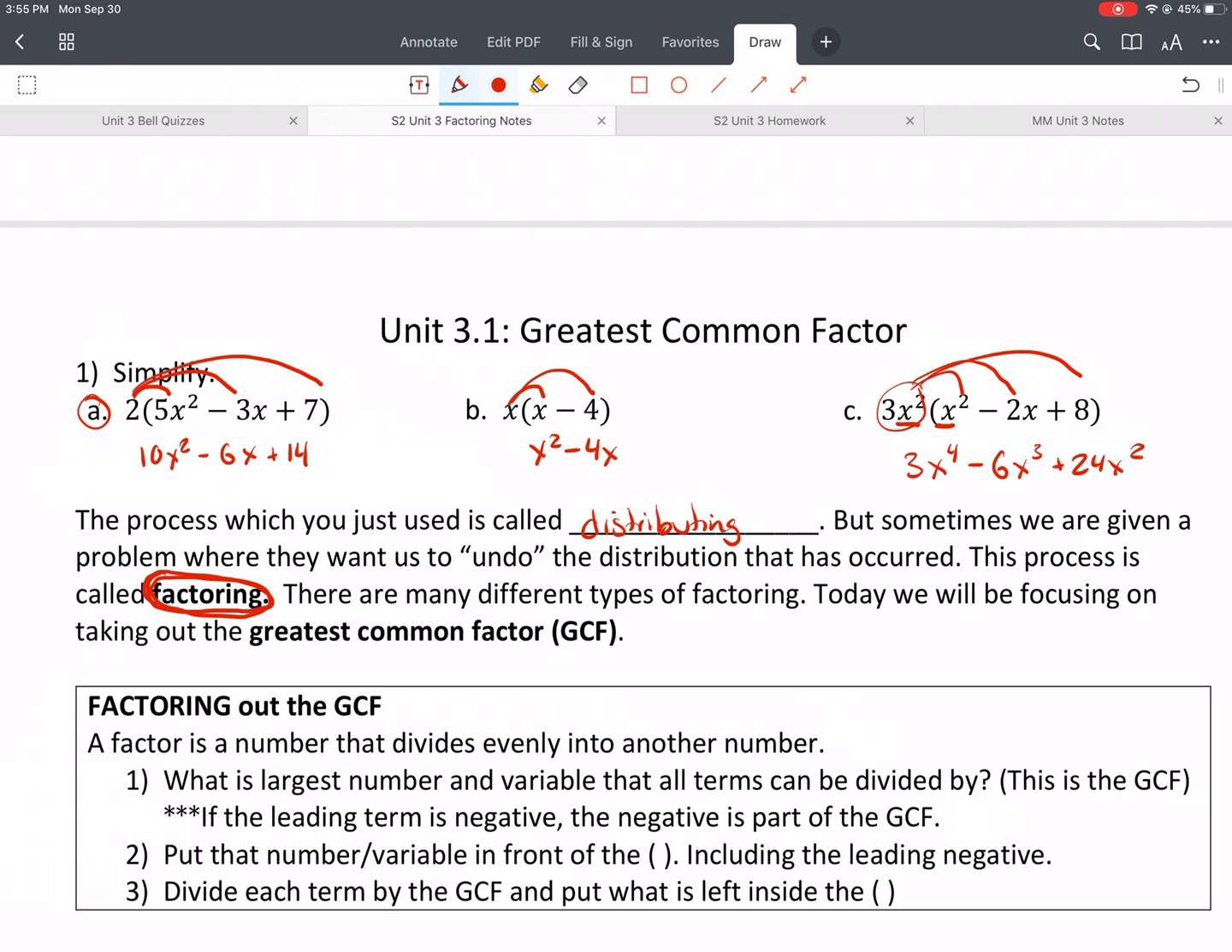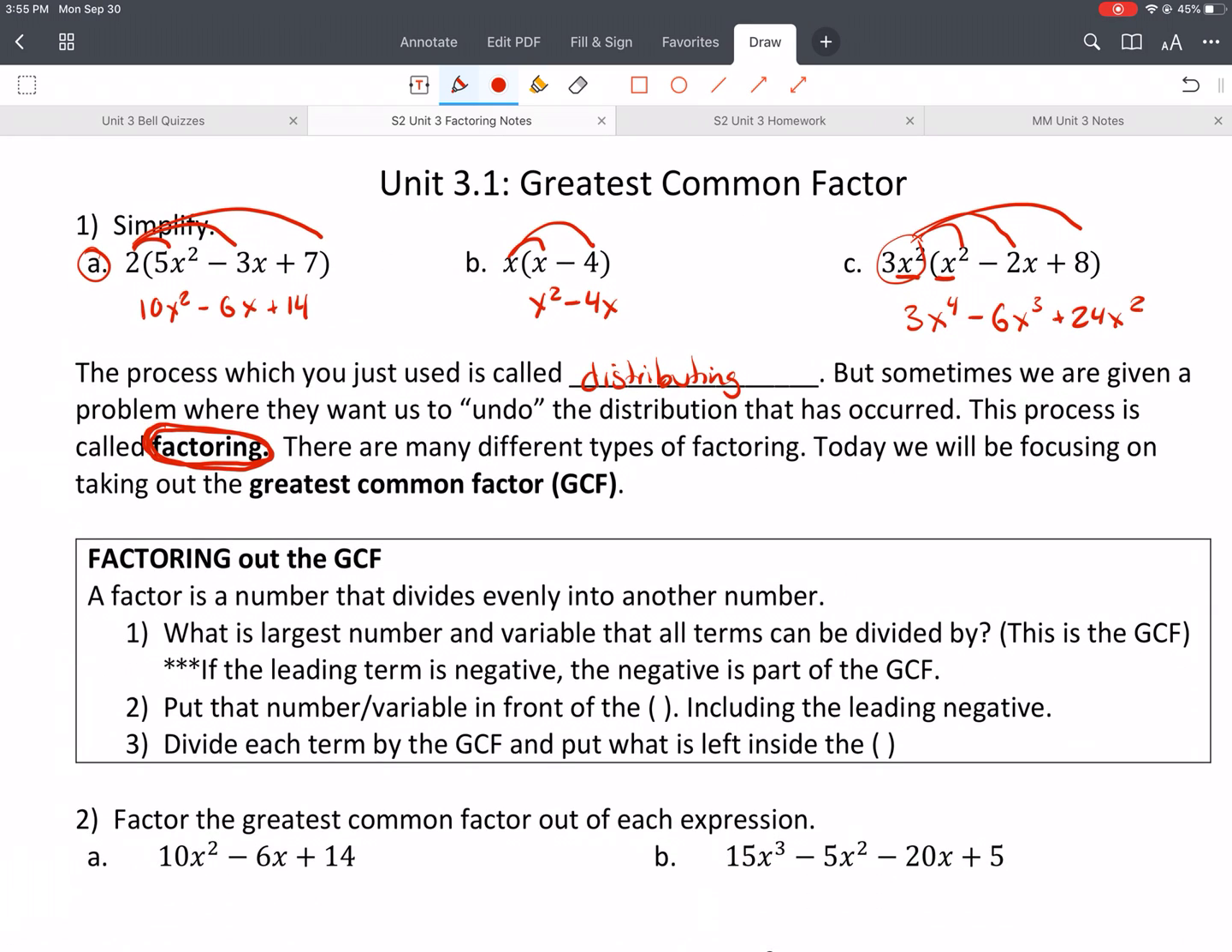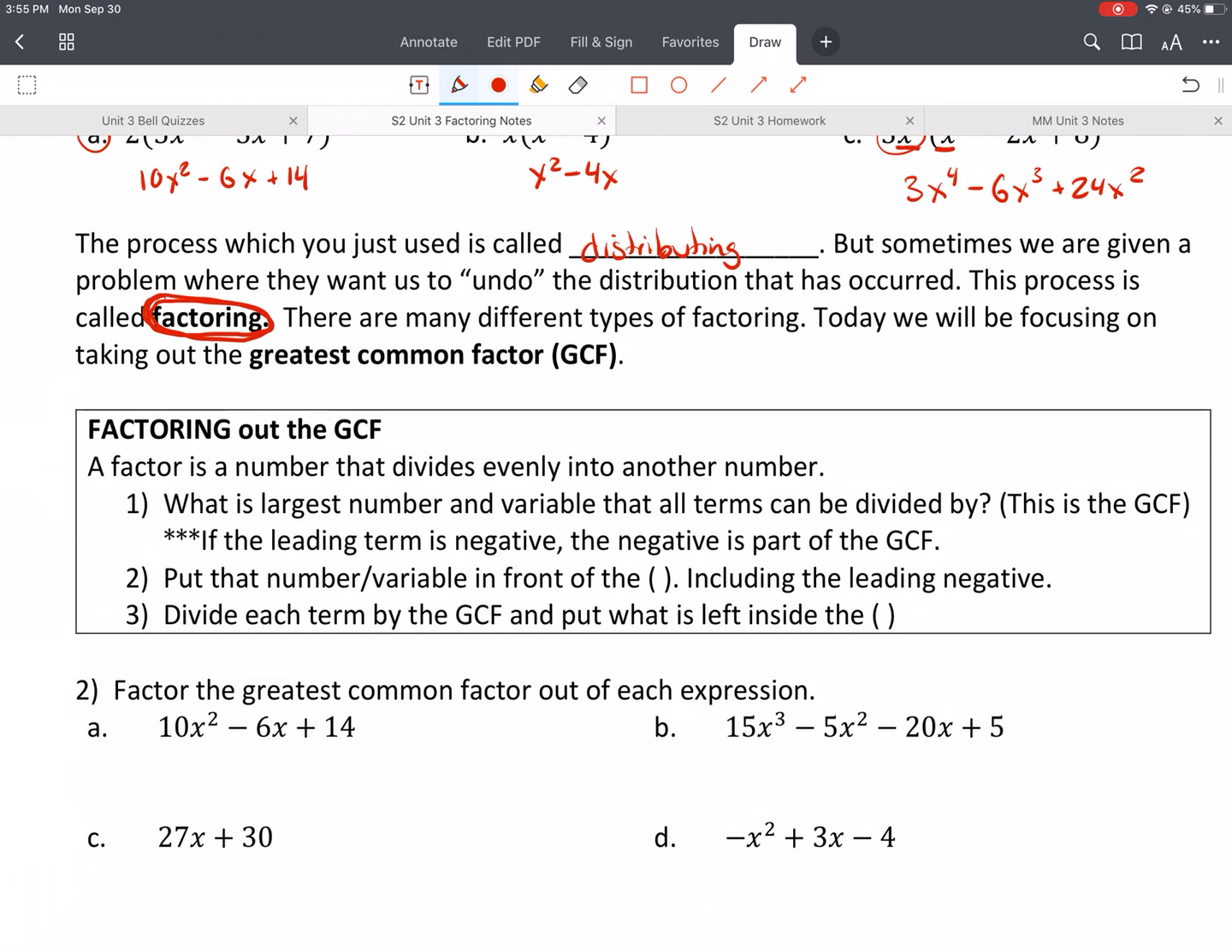Okay, so there's many different types to factor. We're going to start, like I said, with the greatest common factor, and then we will do grouping. And next time we'll talk about different ways to factor even further.